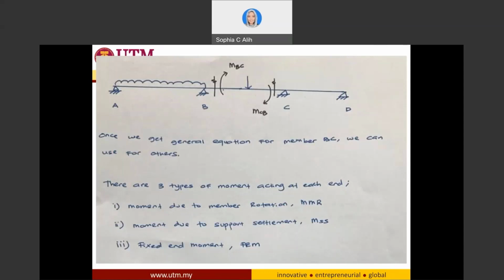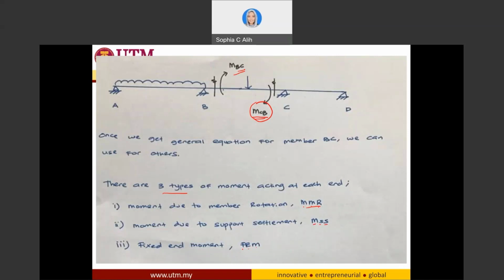Okay. Now for this one end moment, like for example MBC and MCB, there are three types of moment acting at each end. So for one end, there are going to be three types of moment acting on it. The first one is moment due to member rotation, what we call the MMR. The second one, moment due to support settlement, so MSS. And the last one is the fixed end moment.